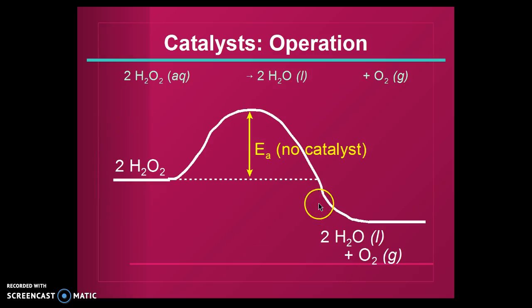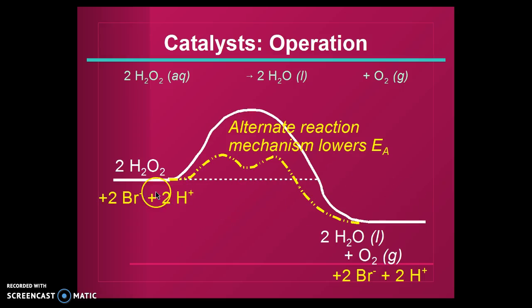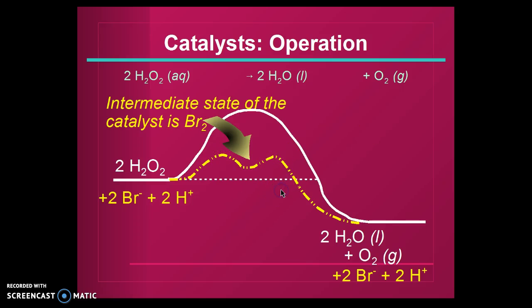Here is a reaction profile. Here are the reactants. Here's the products of the hydrogen peroxide decomposition. Without a catalyst, the activation energy is fairly large. But with the catalyst, with the bromide and hydrogen ions present, we have an alternate reaction pathway. The mechanism is lowering the activation energy overall to incorporate these two steps. And the intermediate state of the catalyst is elemental bromine.